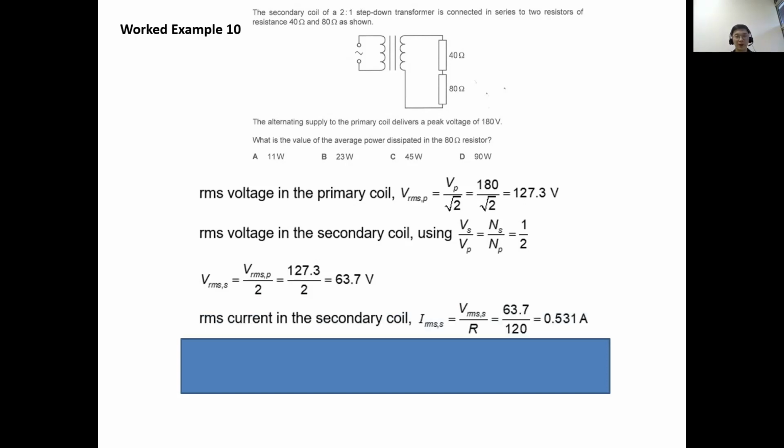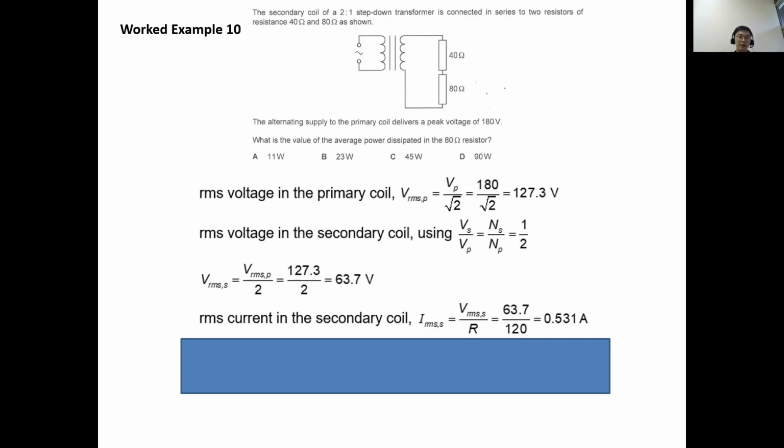Next, you want to find the root mean square current in the secondary coil. If you know the root mean square voltage on the secondary coil, the root mean square current in the secondary coil must be the root mean square voltage in the secondary coil divided by the total resistance. So you have here the root mean square voltage divided by the total resistance, you get this current of 0.531 ampere.